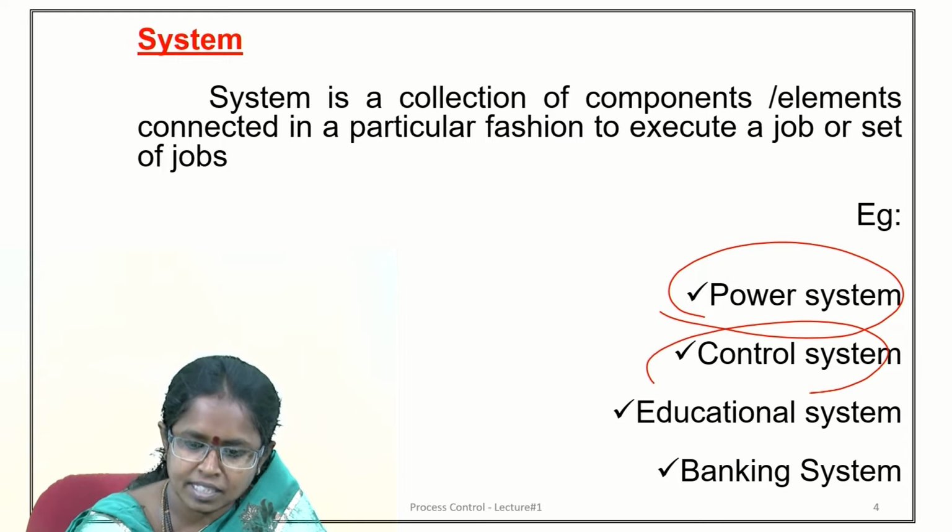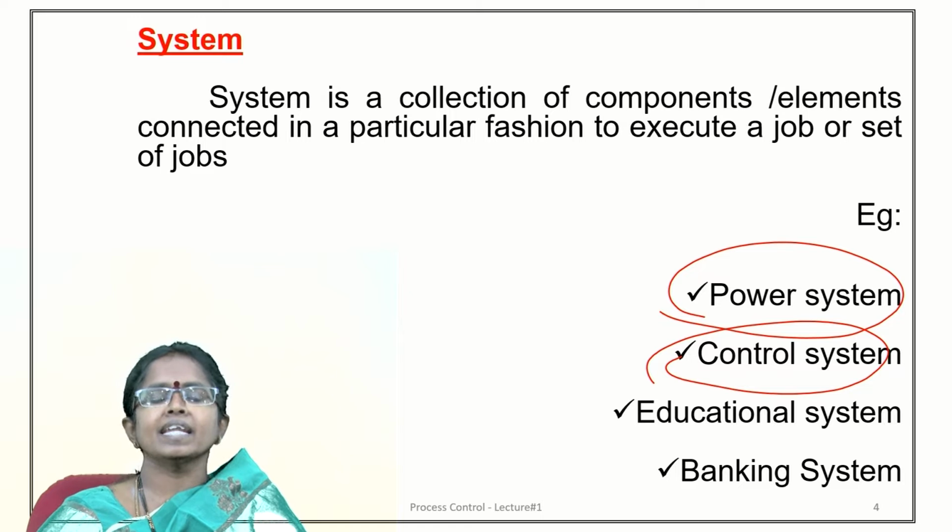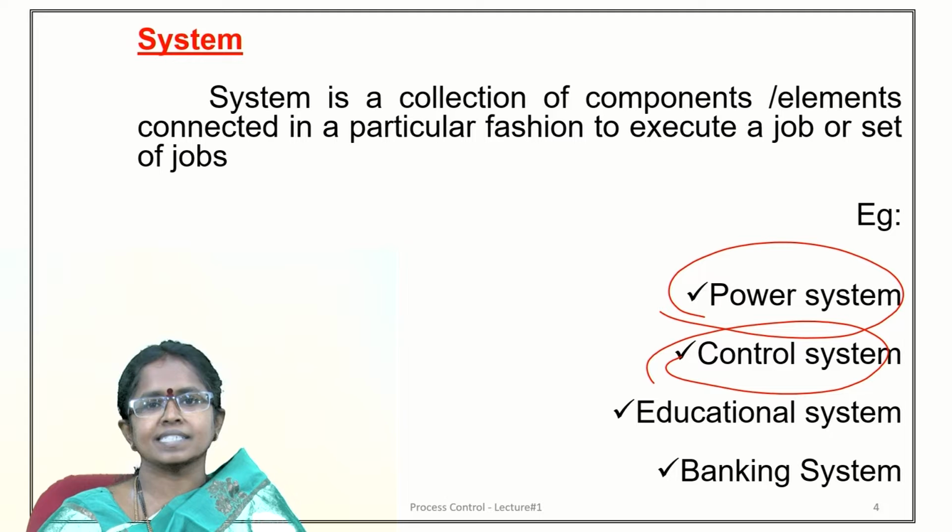Similarly, the control system. Why can a control system be called a system? Again, a number of components are connected. If you take a temperature control system, the components, for example, the process tank, the heater, the pipelines, the valve, are all connected in a manner to control the temperature of the given process. So a temperature control system can be called a system.